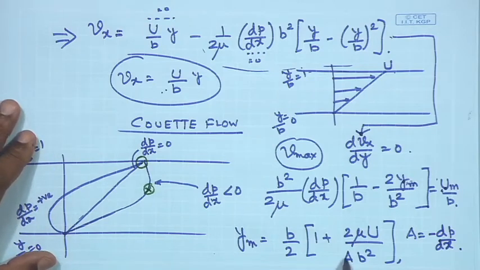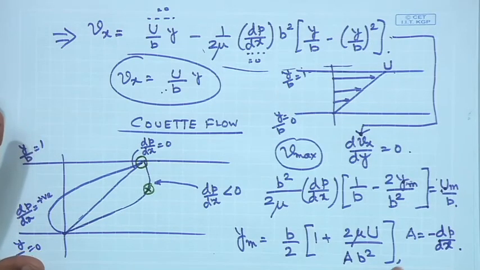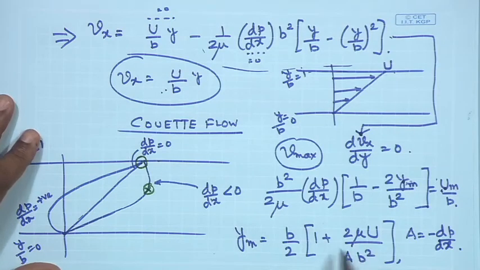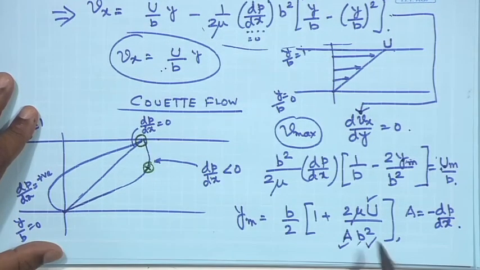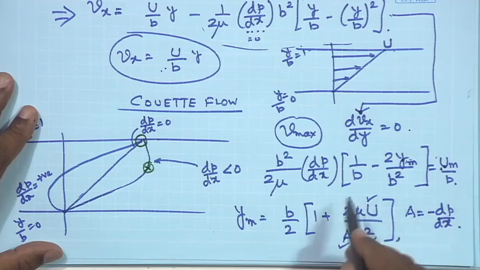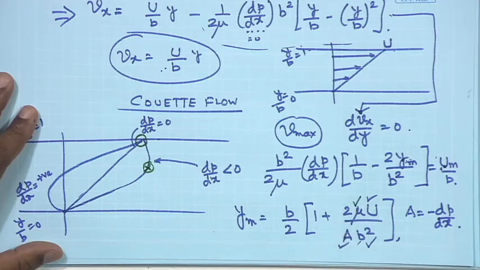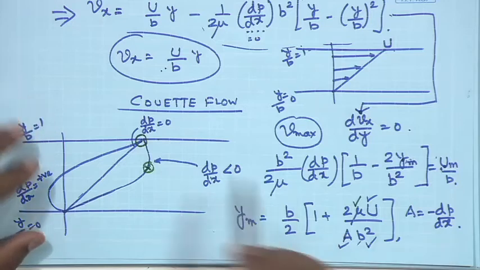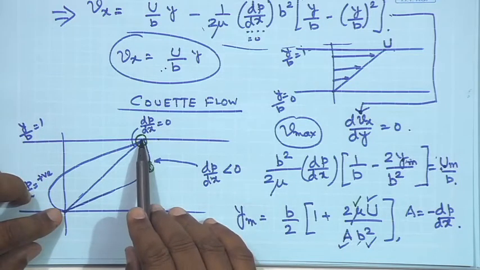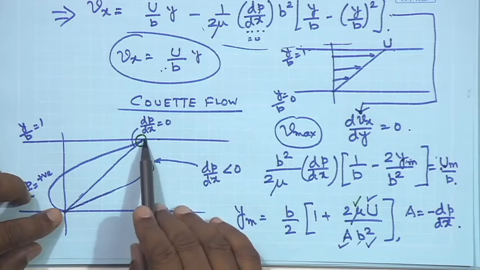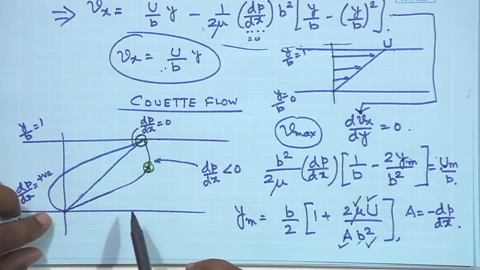You have now seen the location of the V max, which depends on the pressure gradient, on the top plate velocity, on the geometry, the separation between the two plates, and the transport property, which is mu. So, the V max will not lie over here, V max will lie somewhere in between these two.